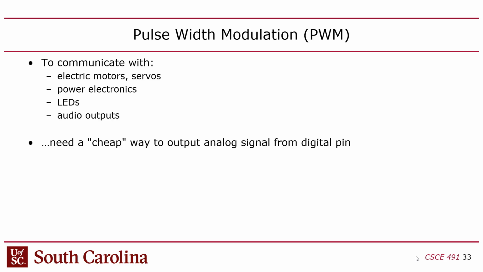You can also use this for LEDs. This is how LEDs can be brightened and dimmed, right? Okay, what else? Motors, servos, power electronics. Power electronics are like voltage converters, AC-DC converters, that sort of stuff. Those are controlled by a PWM signal from the ESP32, or from the controller.